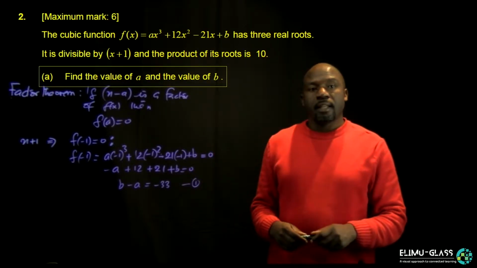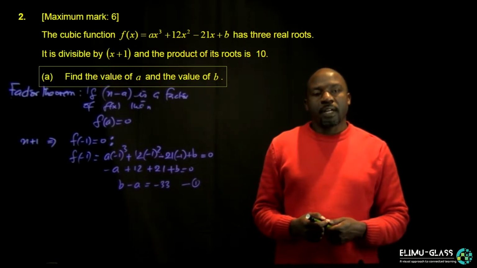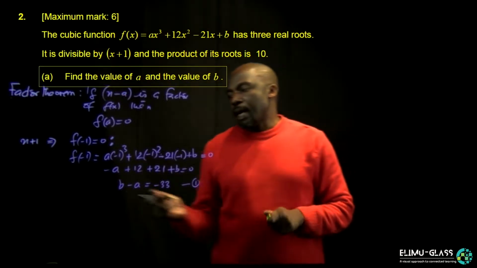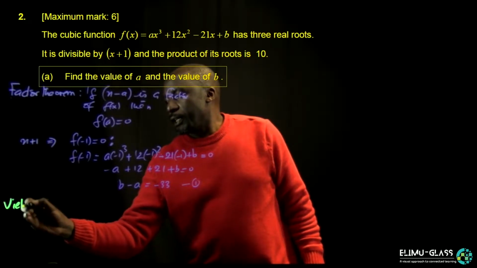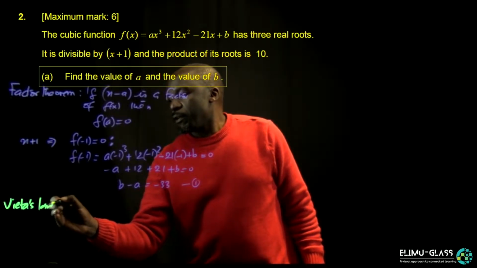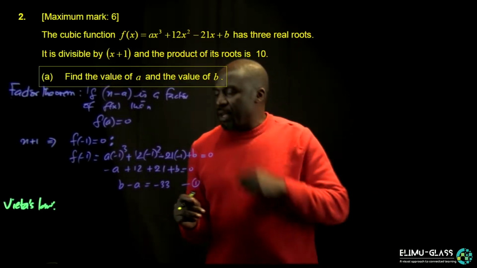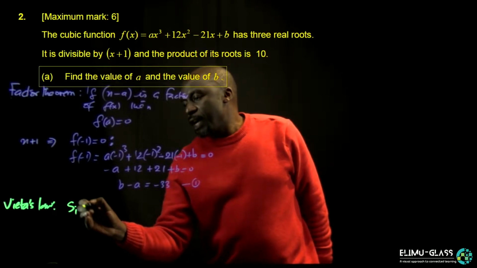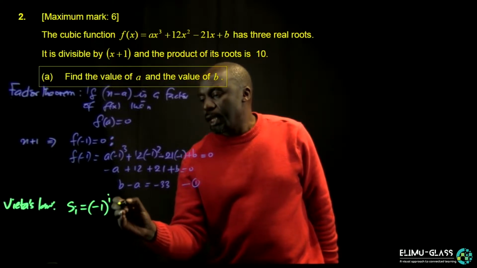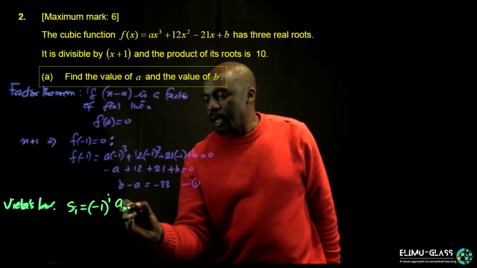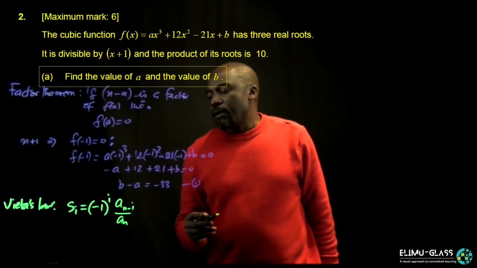The second thing that I need to make use of is the fact that the product of the roots is 10. Now by Vieta's law, which we have compressed into a much tighter formula, we write S of I equals negative 1 to the power of I into a power n minus I, everything over a n. Right?